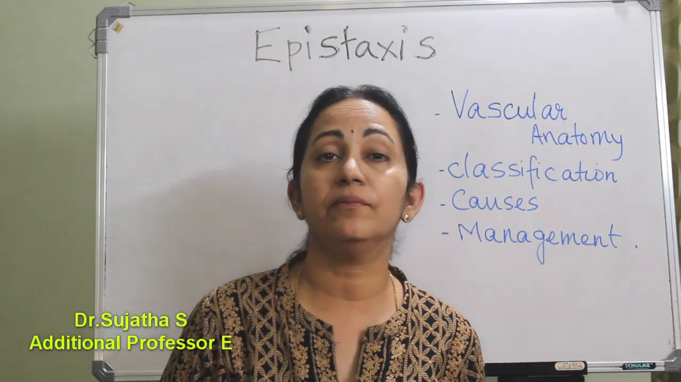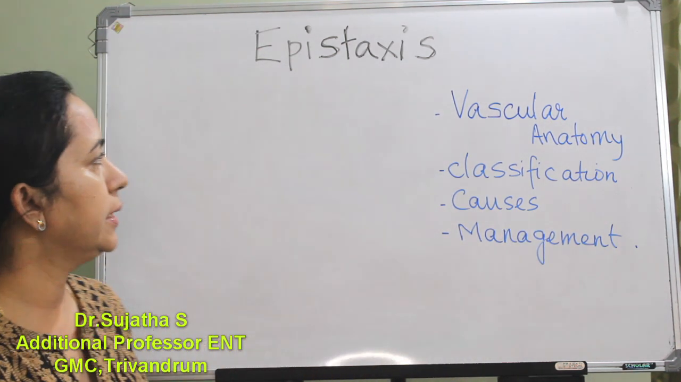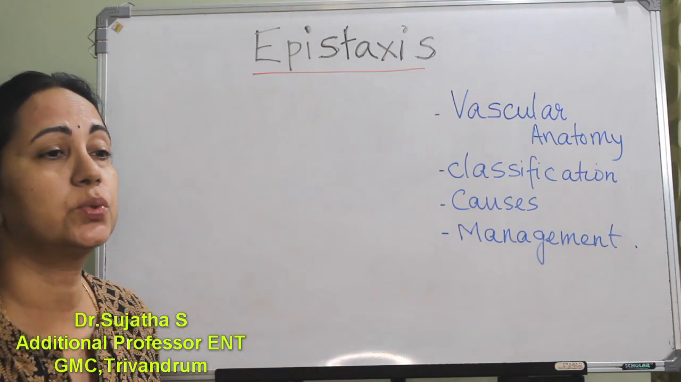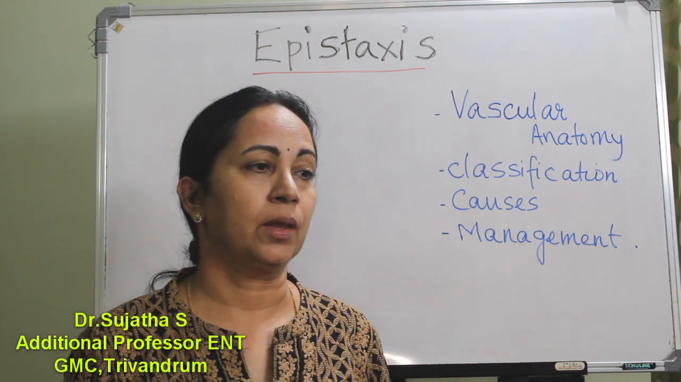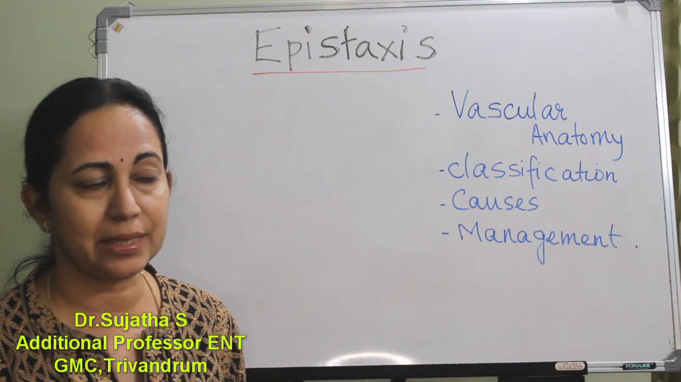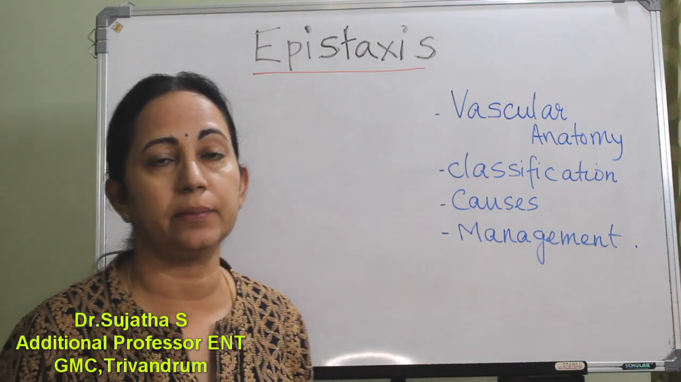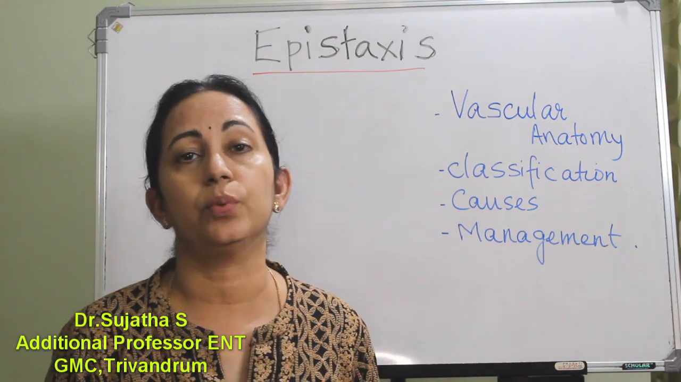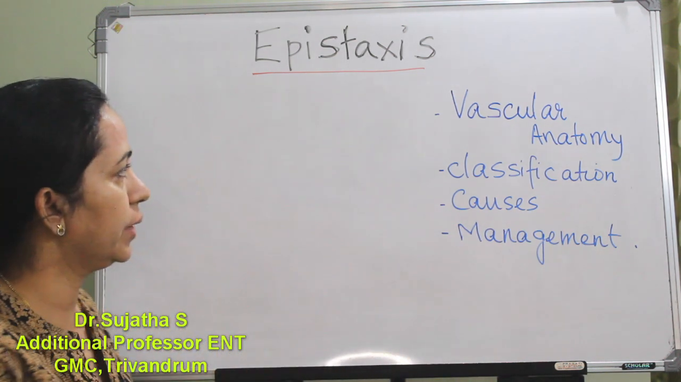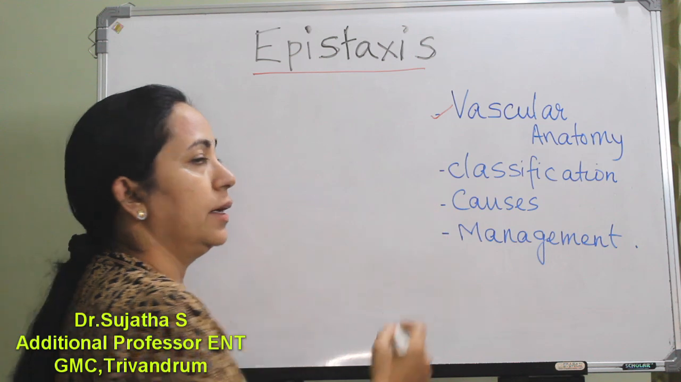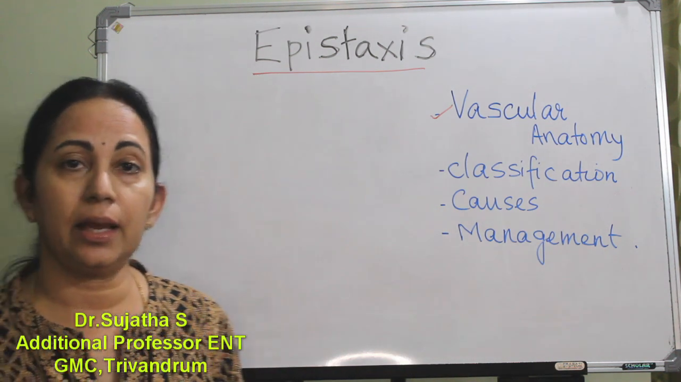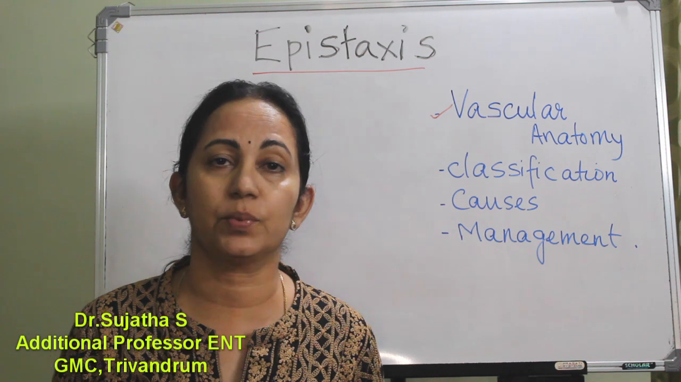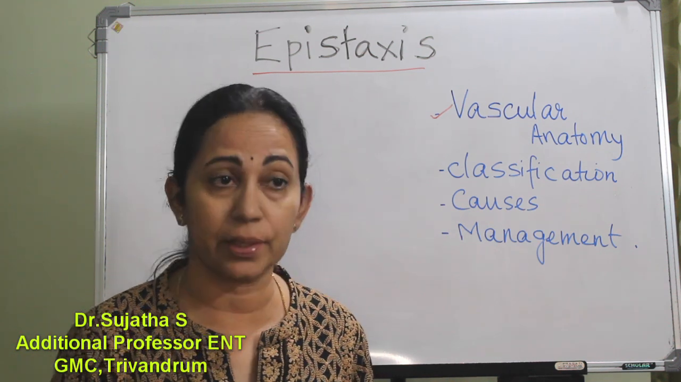Epistaxis, or bleeding from within the nose, is one of the most common and often most difficult to treat emergencies in ENT. So, I will be discussing epistaxis under the headings of vascular anatomy, classification of epistaxis, causes of epistaxis and also management. In vascular anatomy, the blood supply, that is the arterial and also venous supply of both the septum as well as the lateral wall of nose, was already discussed.